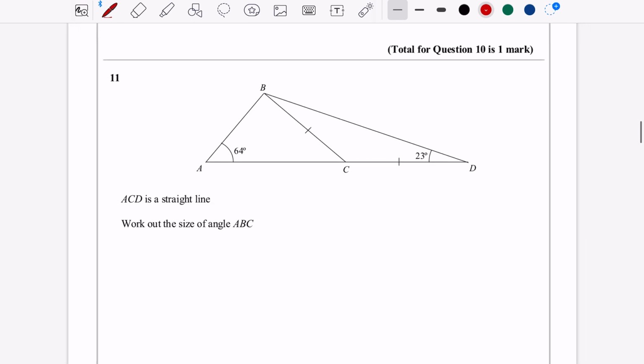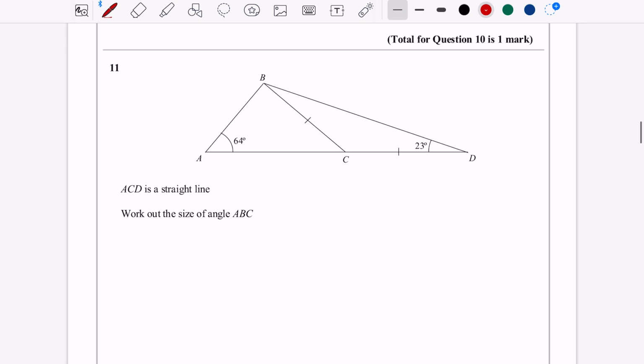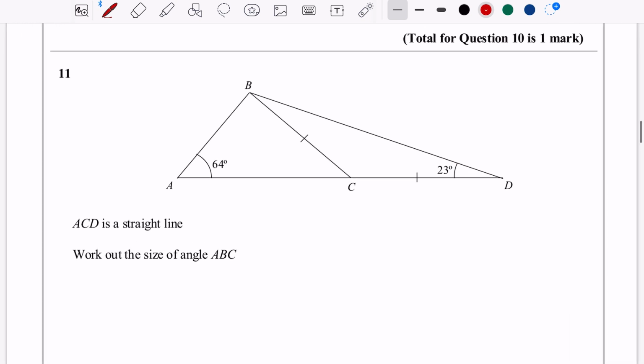Okay, ACD is a straight line. Work out the size of angle ABC. 3 marks. Alright, looks scarier than it is. First things first, you need to notice these little dashes. That means an isosceles triangle. That means that this length and this length are the same. It also means that this angle and the 23 down there are also the same. So this is 23 degrees.